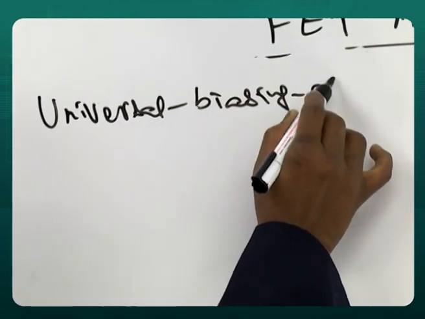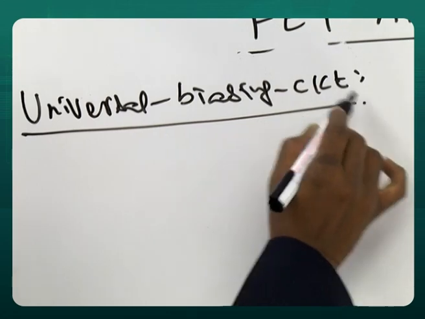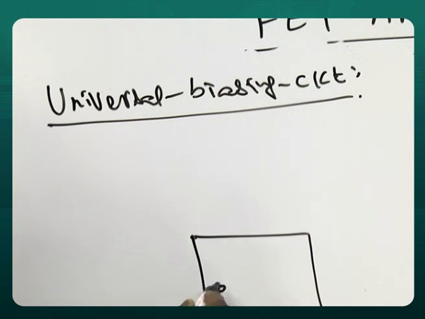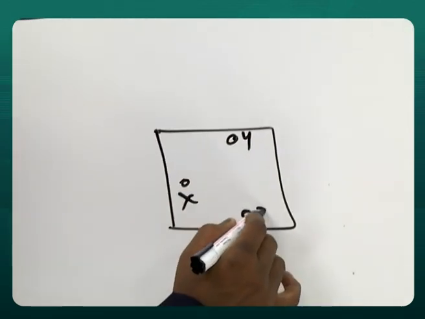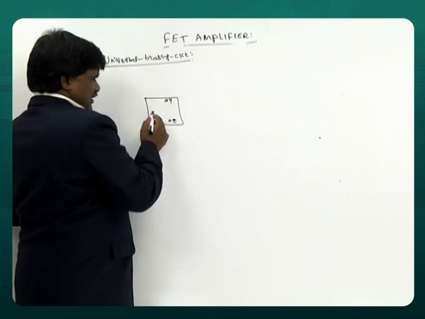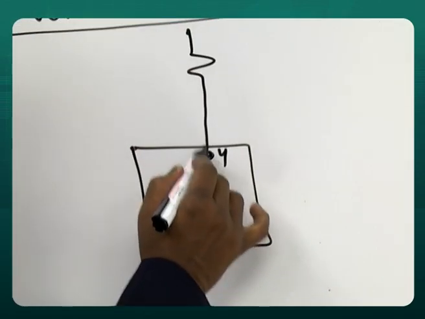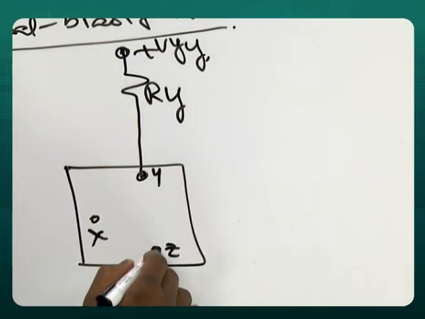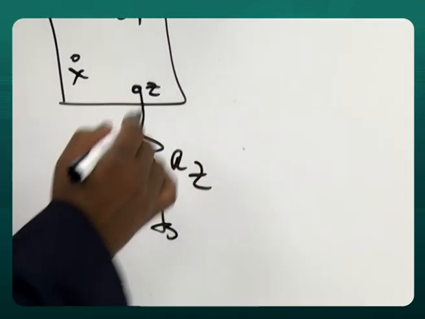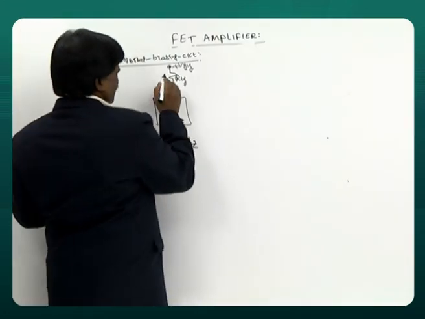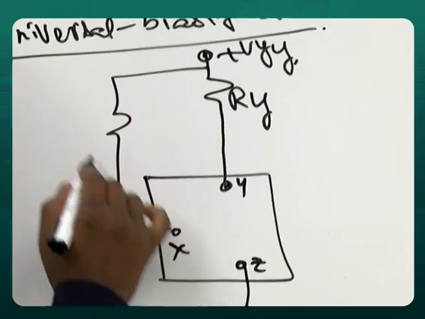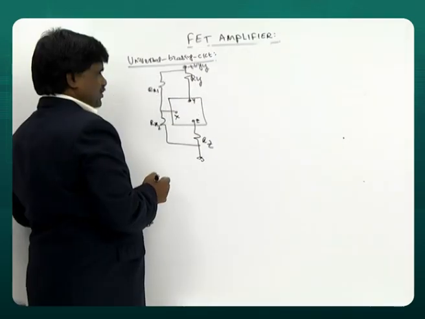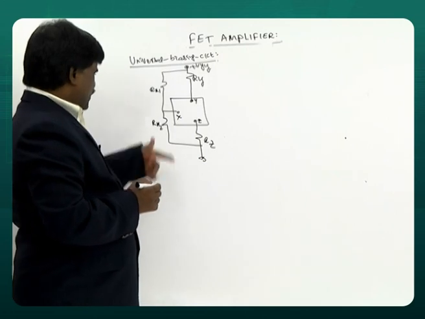Universal biasing circuit. What does it do? Take for example, XYZ. Universal biasing circuit XYZ. This is VYY. RY. This is RZ. Then call it as RX, RX1, RX2.